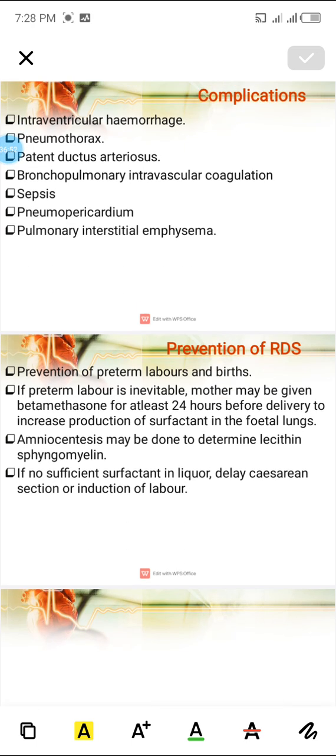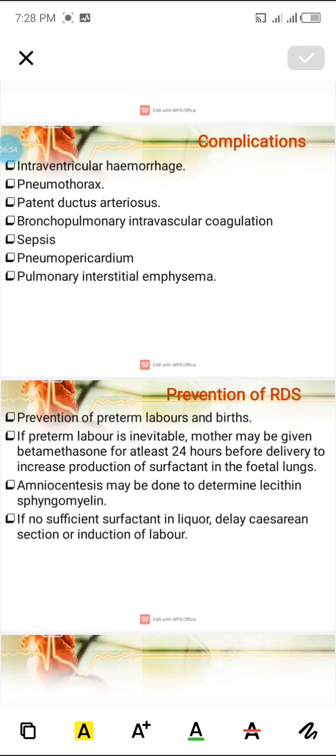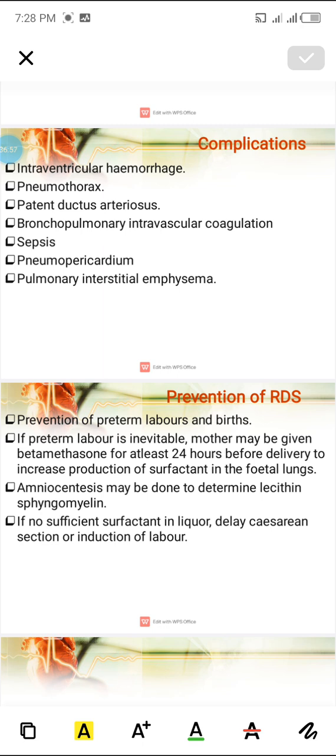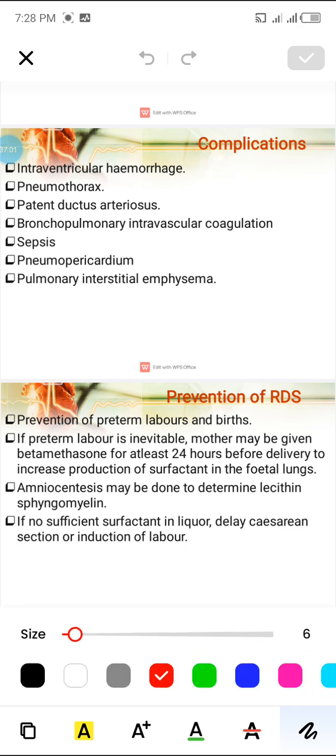Okay, so under the prevention of RDS, let me start with the complications, then we'll go to the prevention. Okay, so the complications are, number one, we can have intraventricular hemorrhage. So intraventricular hemorrhage occurs in the brain. This is as a result of increase in the pressure in the brain there. So there will be an increase in intraventricular pressure, leading to hemorrhage.